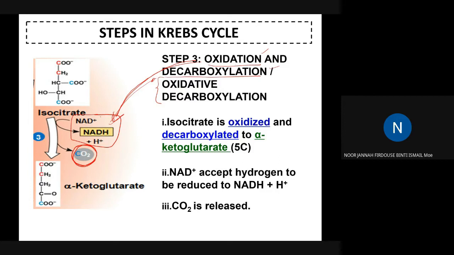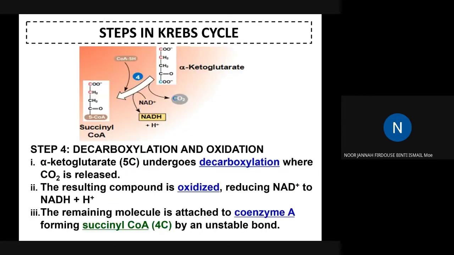The NAD+ here will accept hydrogen and reduce to NADH plus H+. Then carbon dioxide is released. In the fourth step, the alpha ketoglutarate will undergo decarboxylation first and then oxidize to succinyl-CoA.